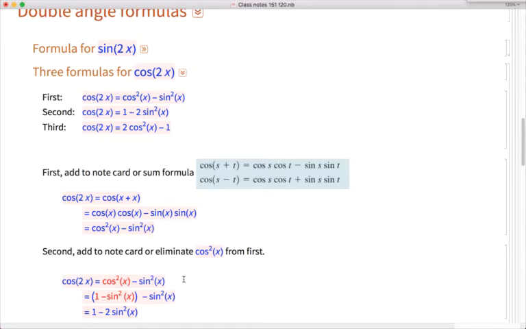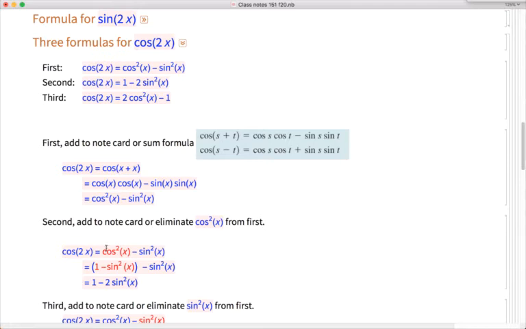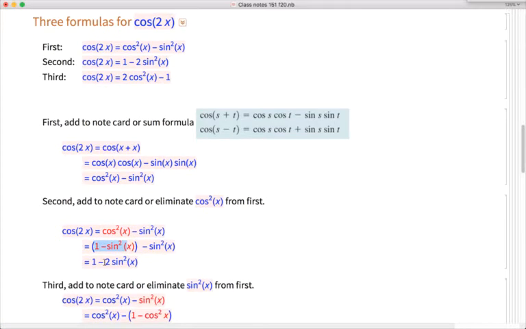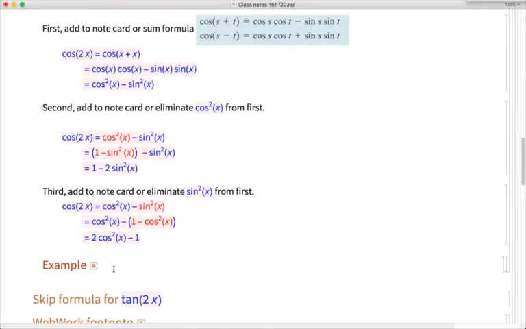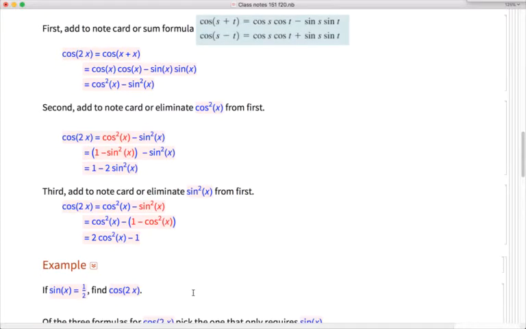And then for the other 2 formulas, it's simply taking this first identity, and in one case, replacing the cosine squared with 1 minus sine squared. That's what leads to this second identity. And alternatively, if we replace the sine squared with 1 minus cosine squared, that's what gives us this other identity. Okay, all right, so let's look at an example of using this.